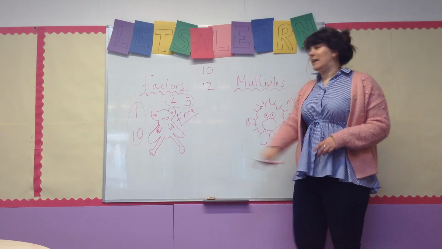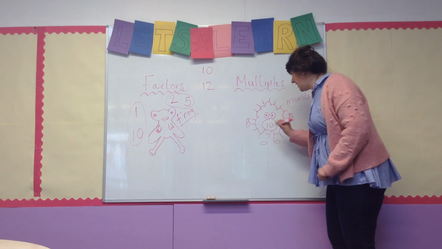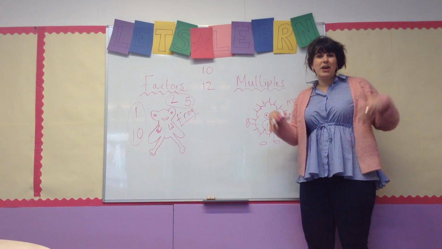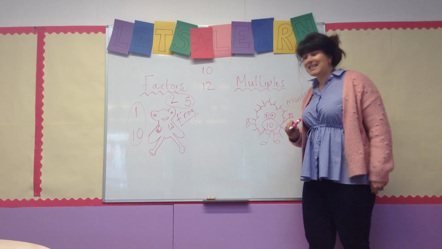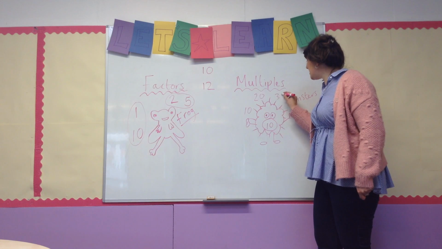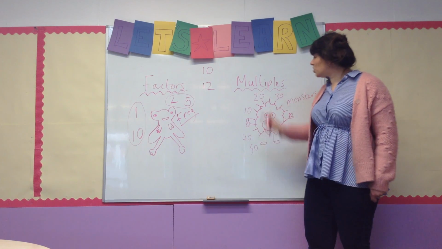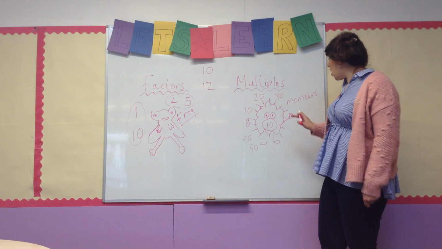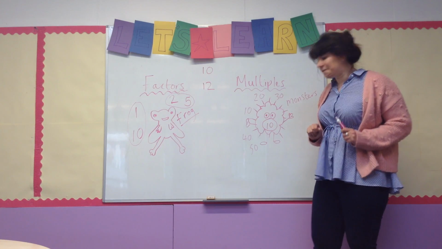Let's see what I mean. If we put the number 10 into my monster, he starts growing and growing and growing by that amount. So we're going to be counting in tens. 10, 20, 30, 40, 50. All of those are multiples of 10. Let's try a different number.